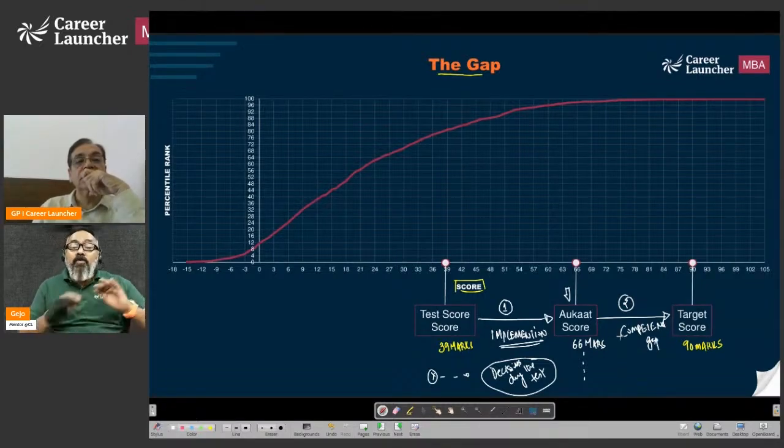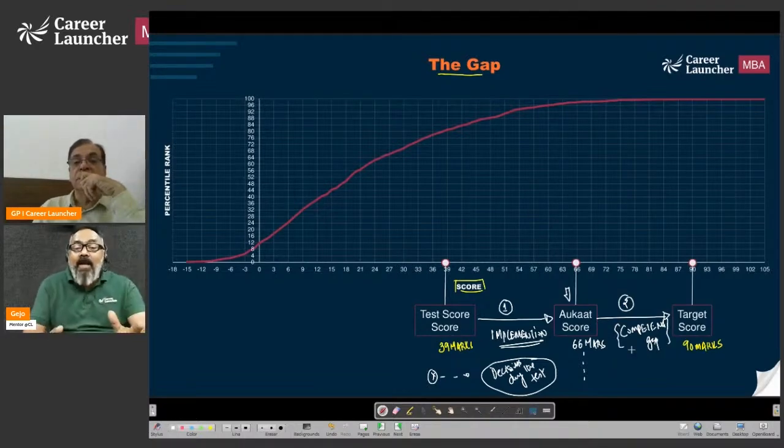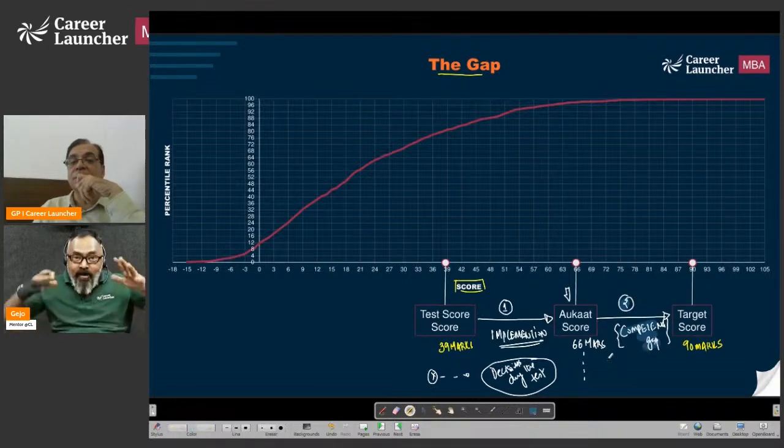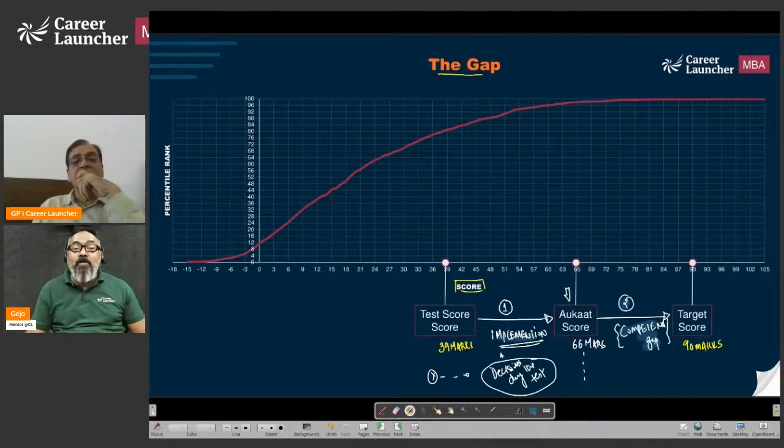And these are two very different approaches. Competence gap means it has to be addressed before the exam. So filling this gap is essentially done before coming to the exam. This particular gap has to be filled in the test, in terms of how you approach the test.